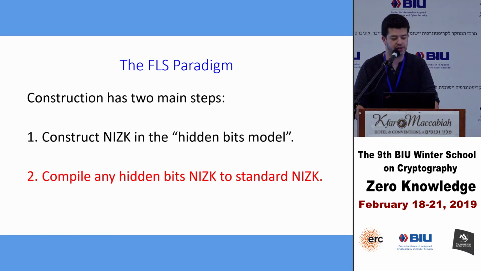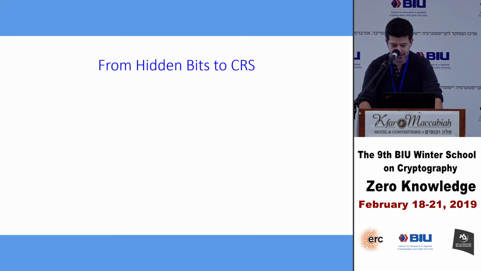Okay, so that gives us our construction of NIZK in the hidden bits model. And the second step that I need to show you is a compiler taking any proof in the hidden bits model, in particular the one that we just saw, and making it into a standard full-fledged NIZK. Okay, but for now that we've constructed the NIZK in the hidden bits model, we can forget about how it worked. If I lost you, then you can come back now. We want to show a generic compiler taking any hidden bits NIZK and making it into a full-fledged one. So how does it work?